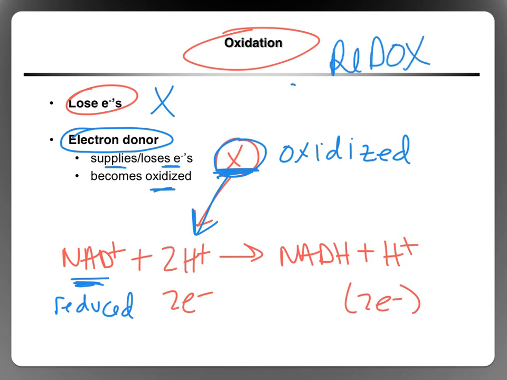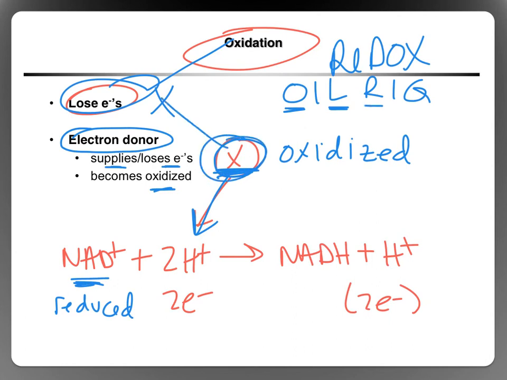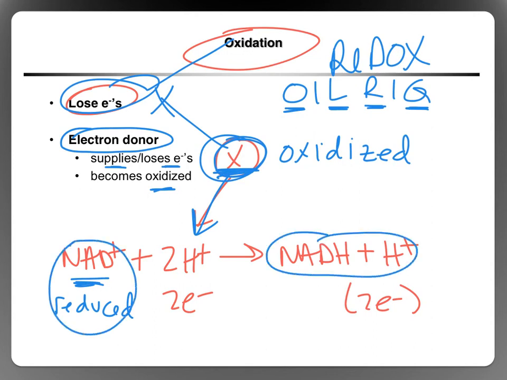And you might have heard OIL RIG. This is a way to help you remember what is being oxidized and what is being reduced. So OIL RIG: oxidation is losing. Okay, so oxidation is losing. So X lost. Reduction is gaining. The NAD gained the hydrogens and electrons.